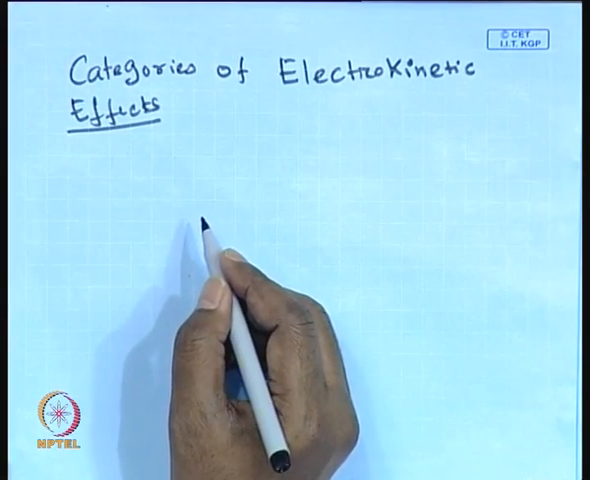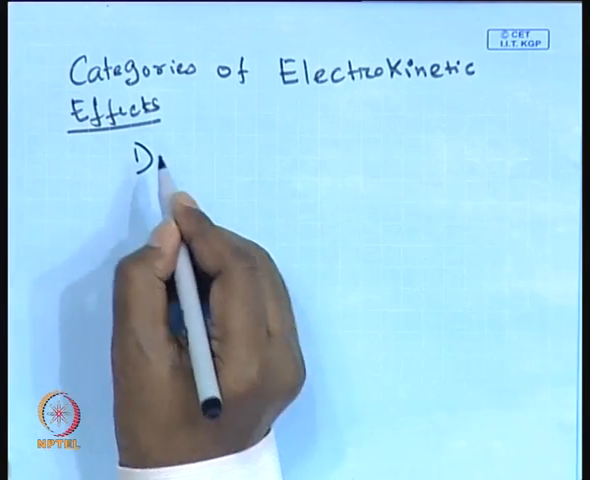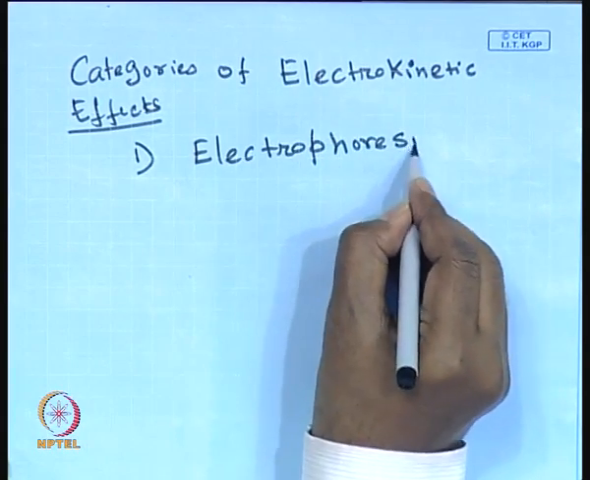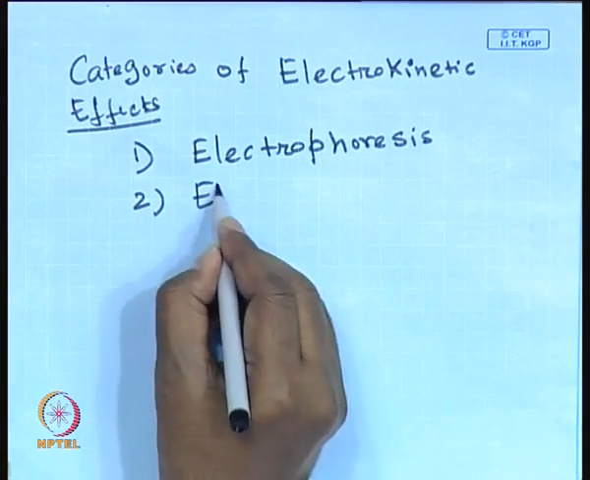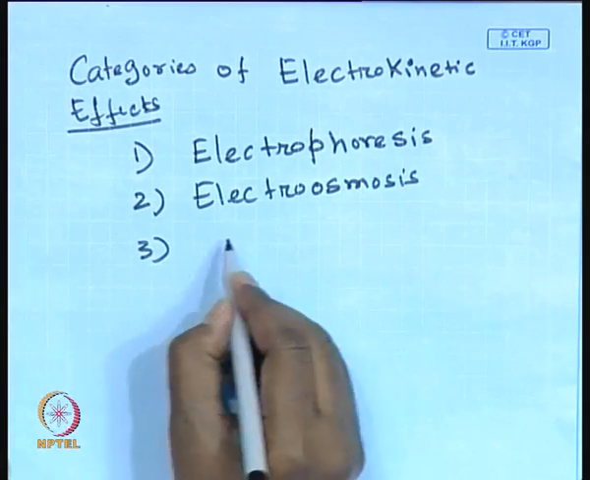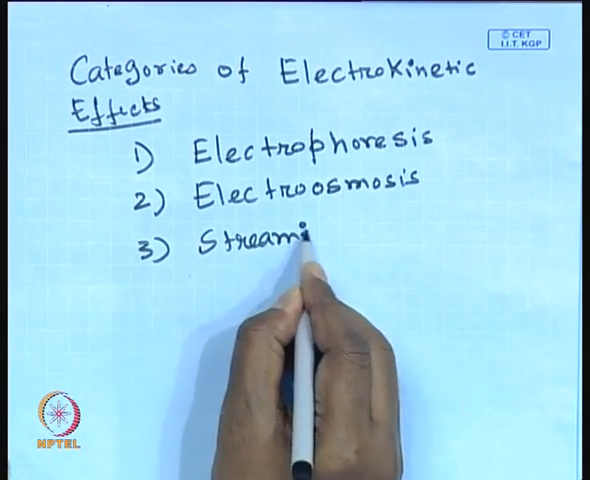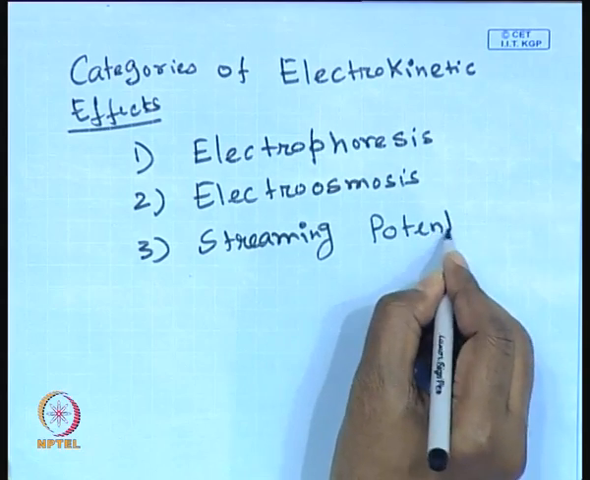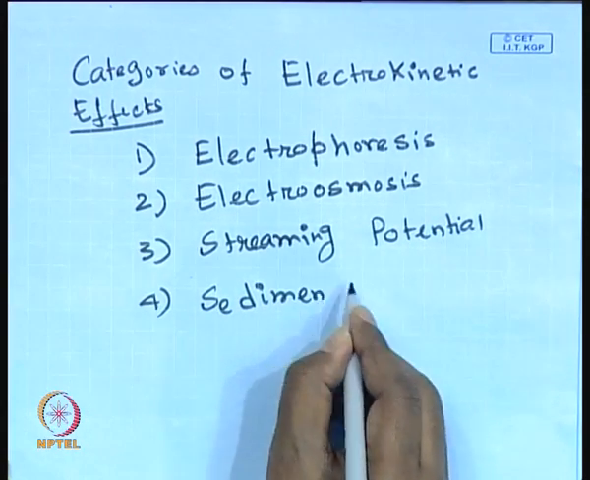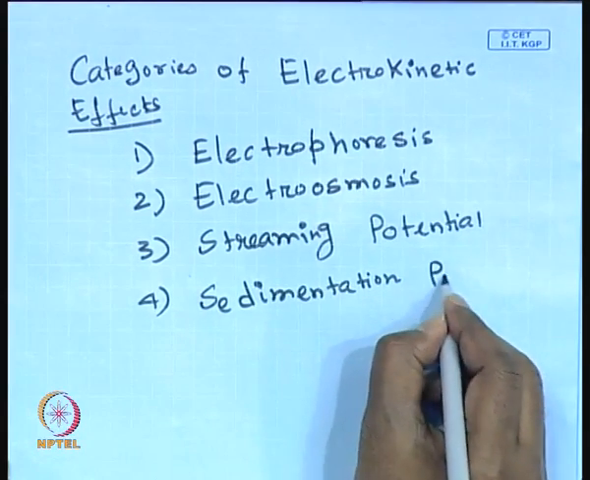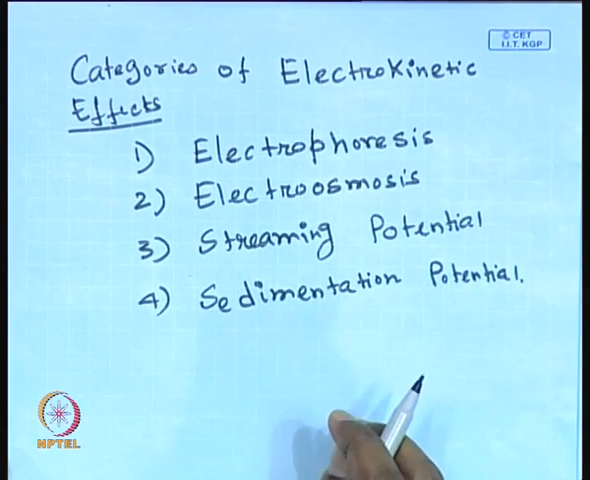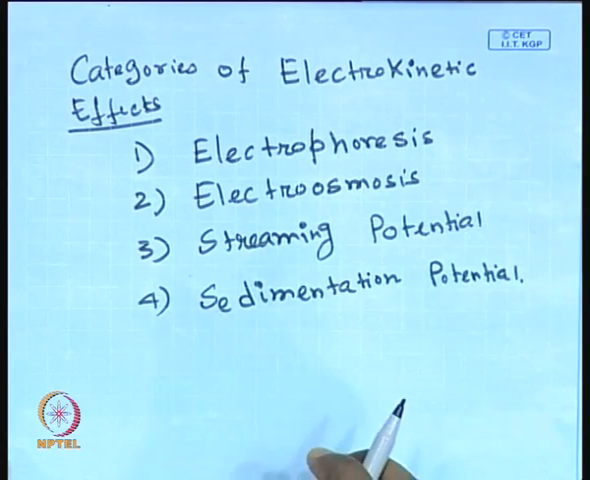Okay. Typically, there are four categories of electrokinetic effects. One is electrophoresis. Second is electroosmosis. Third is streaming potential. Fourth one is sedimentation potential. There are four of them: electrophoresis, electroosmosis, streaming potential, sedimentation potential, depending on the situation.